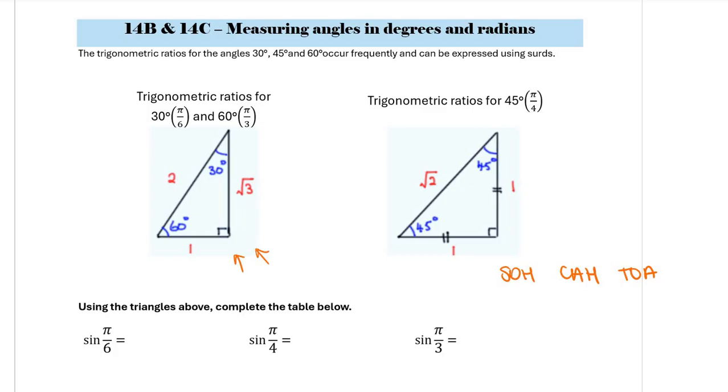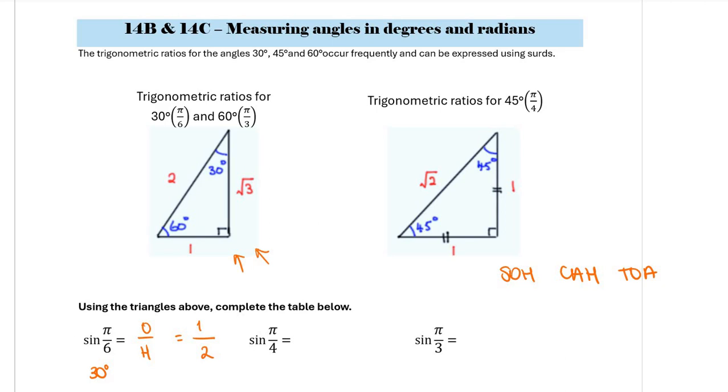In this case, for sine pi on 6, you're going to be looking at the opposite to what's at pi on 6, which is also 30 degrees. The opposite to 30 degrees is going to be 1. And then the adjacent to the 30 degrees is going to be root 3. And the hypotenuse is going to be 2. Okay, so you're really just looking which one's opposite, adjacent, and hypotenuse to the angle that I'm looking at.